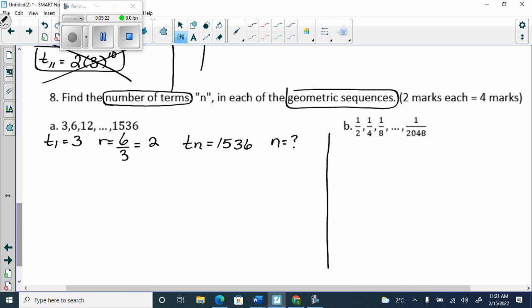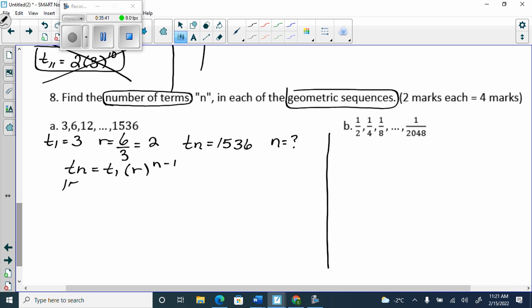This test can go really well if people just know what formulas to use, or really poorly if they're like, I don't even know where to start, right? If you know what formula, you plug in, you solve, right? So we have Tn equals T1 times R to the n minus 1. I keep trying to draw arithmetic so badly.